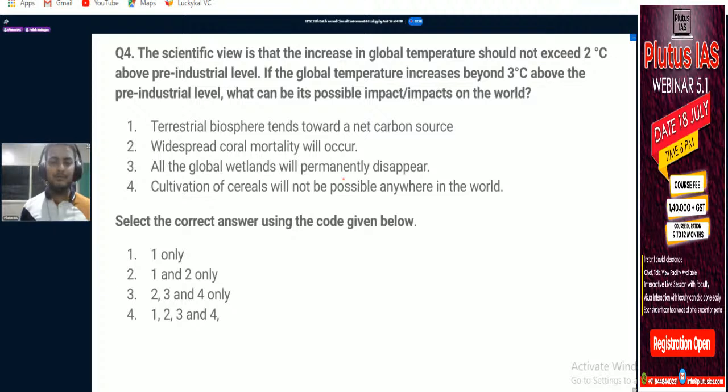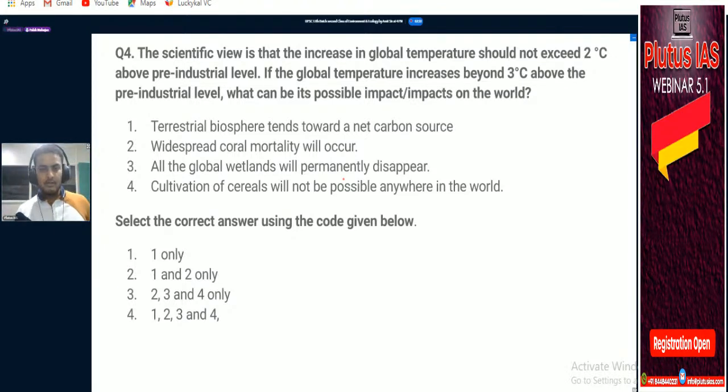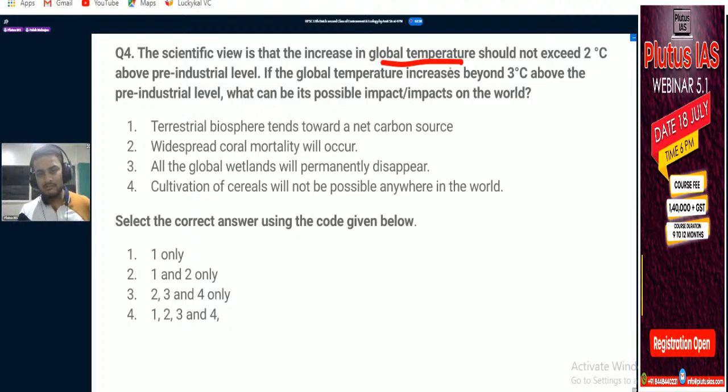Okay. Then coming to question number 4. This is the last question we are going to practice today. What this question says is: the scientific view is that an increase in global temperature... I gave you the concept of global warming, right, everyone?